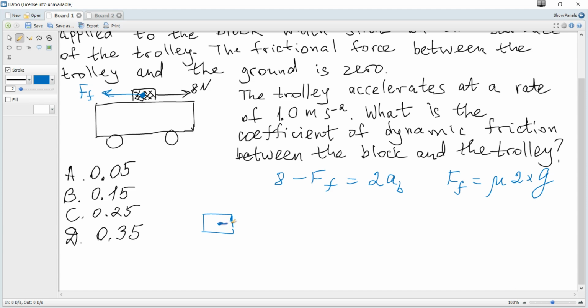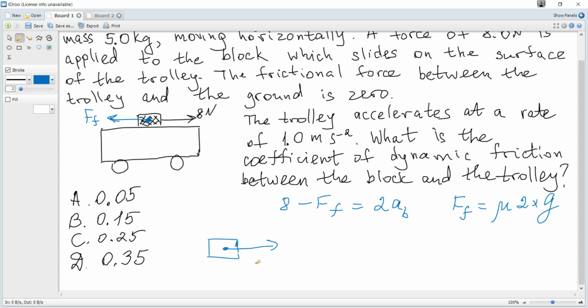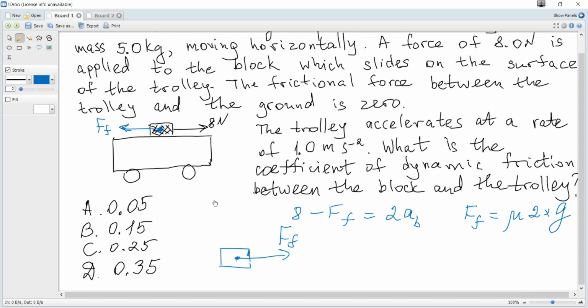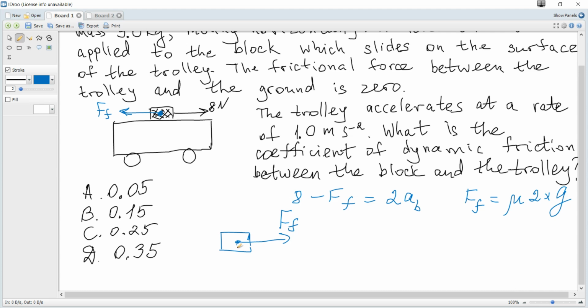It will be a frictional force, because these frictional forces arise in pairs. It's actually an action-reaction pair. It's Newton's third law. Every action has an equal and opposite reaction. So the frictional force which acts on the trolley will be of the same magnitude but in the opposite direction to the frictional force which acts on the block. Forces are equal in magnitude but in opposite direction, but they are applied to different objects.